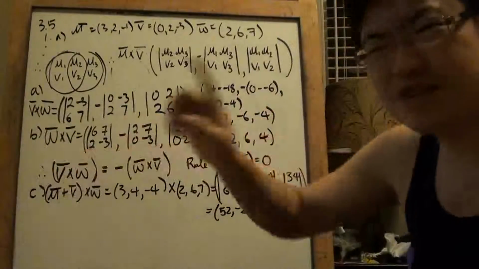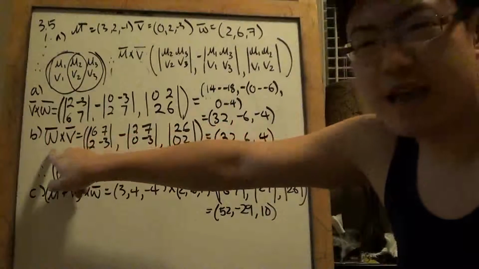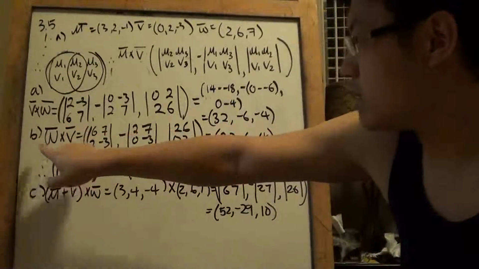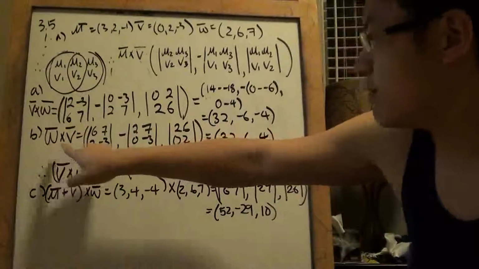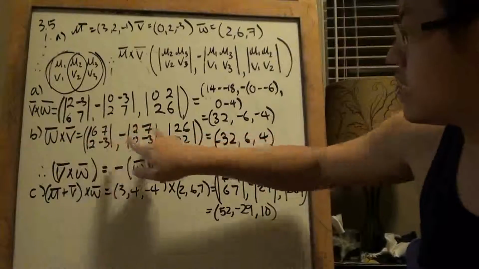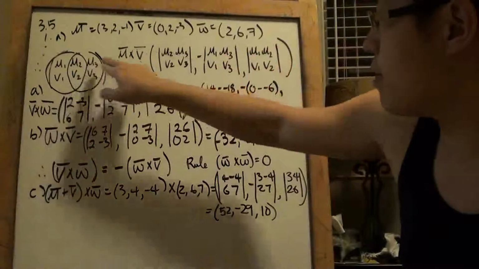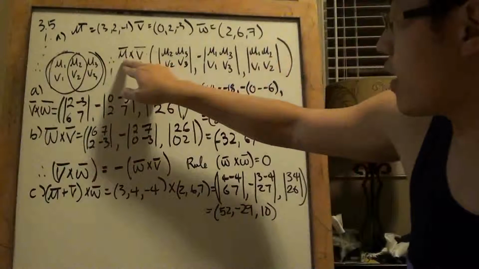Next one is interesting, and this tells you something. I'm doing exactly the same thing as A, but the order has changed. It's now vector w times vector v. So nothing really changes as far as the procedure is concerned. You do the same thing. But remember, what comes first matters.